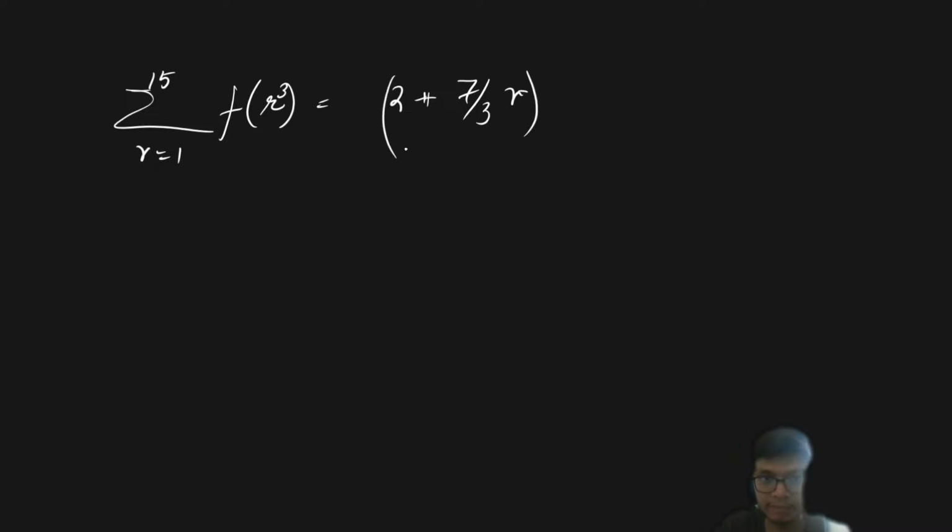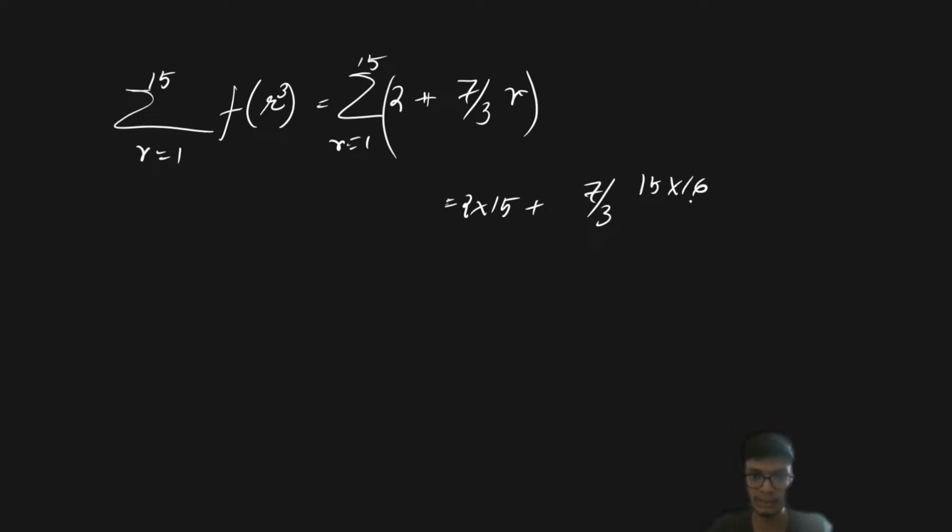Now we have to basically find the summation of r going from 1 to 15 of f of r cube, and that is going to be equal to 2 plus 7 by 3 times of r, right? And if you apply the summation over here for r goes from 1 to 15, this value is equal to 2 into 15 plus 7 by 3 times of 15 into 16 divided by 2. And if you simplify, this expression is going to come out as 310.